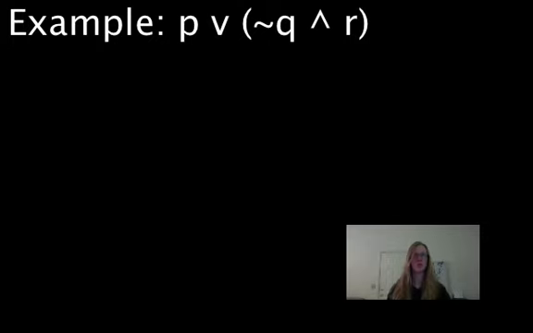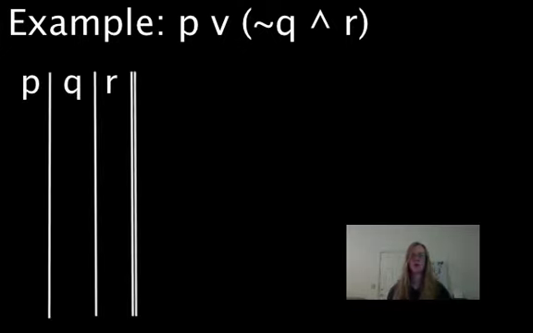Now we're going to do an example where we have three different statements. So we're going to have this statement, P or (not Q and R). It looks really complicated, but the very first thing we have to do is just go through and see what our different letters are. So I see P, Q, and R. That gives me my first three columns.